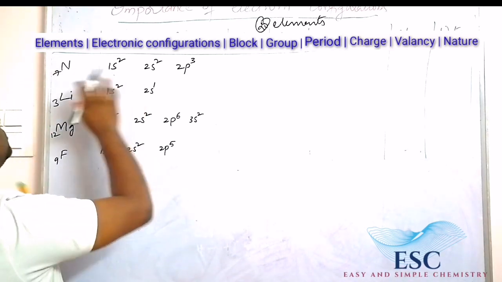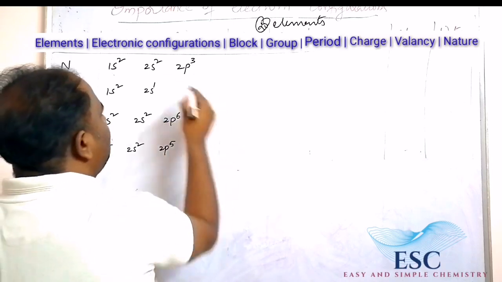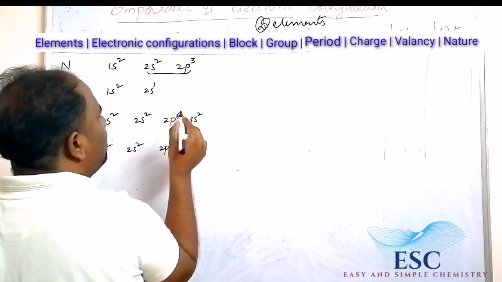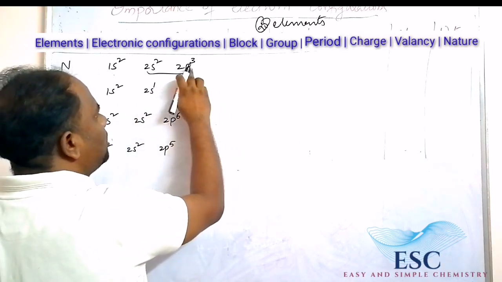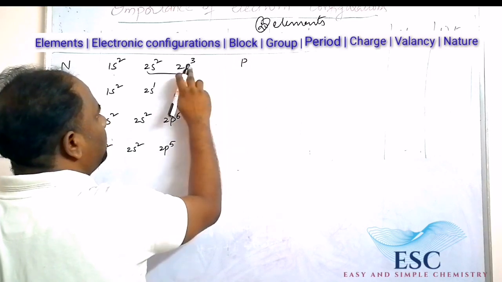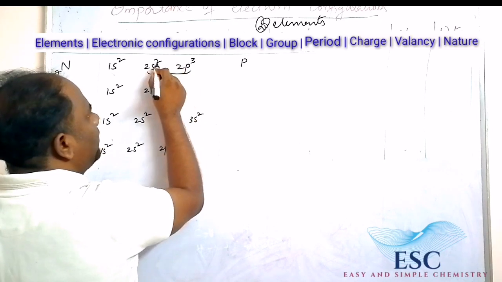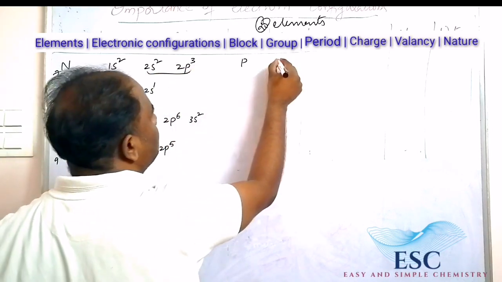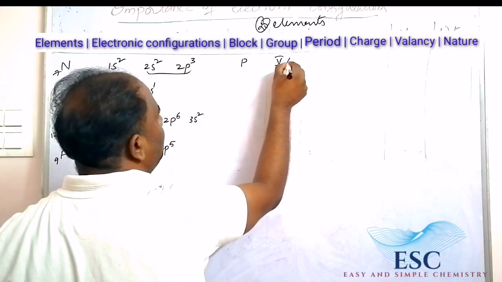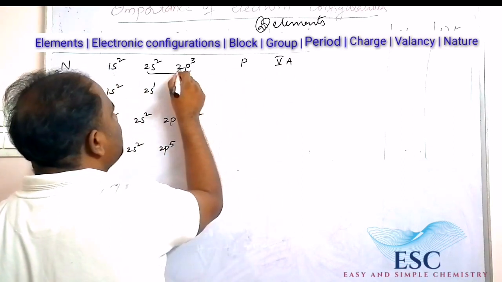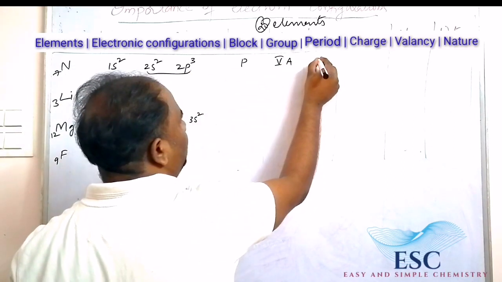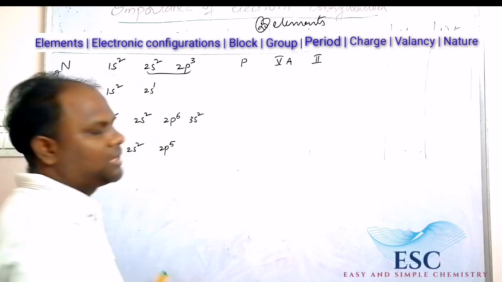So, nitrogen electronic configuration here. These 2 orbitals belong to the valency orbital. The last orbital represents the block. P means p block. The number of valency electrons is 5, 2 plus 3, 5 electrons. That's why the group of the element is group 15. This last number represents the period of the element, that is the second period. Already we know that.